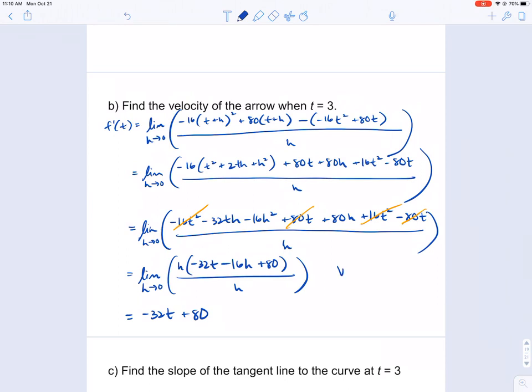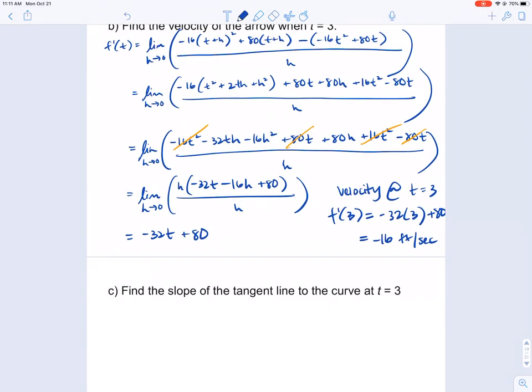So the velocity at t equals 3 seconds will be f prime of 3, which is negative 16 feet per second. Okay, so the slope of the tangent line at 3 seconds is going to be negative 16, and the units are feet per second.